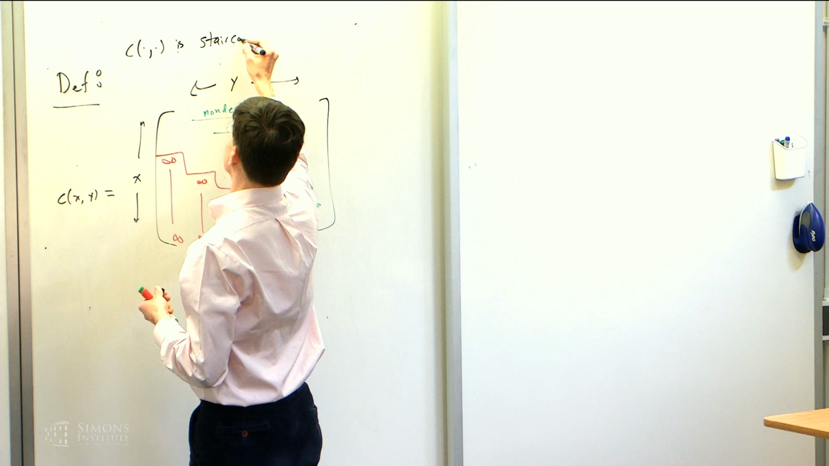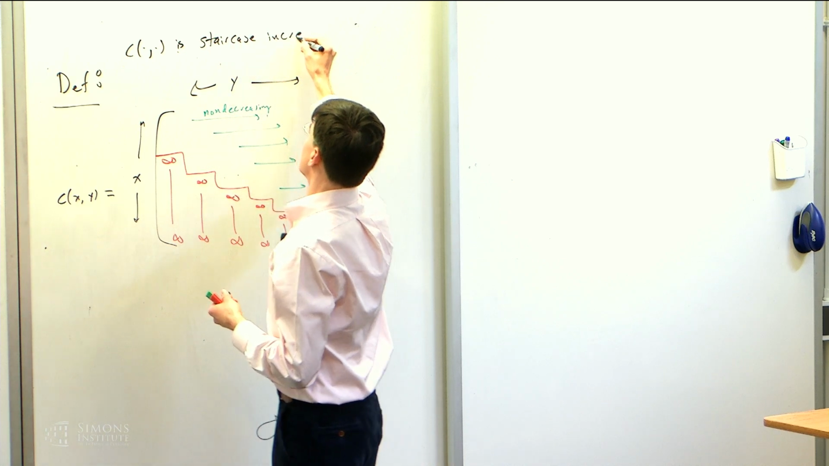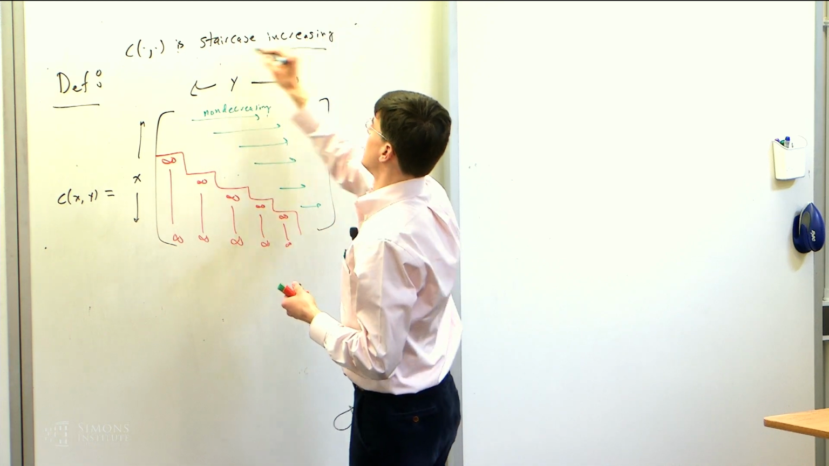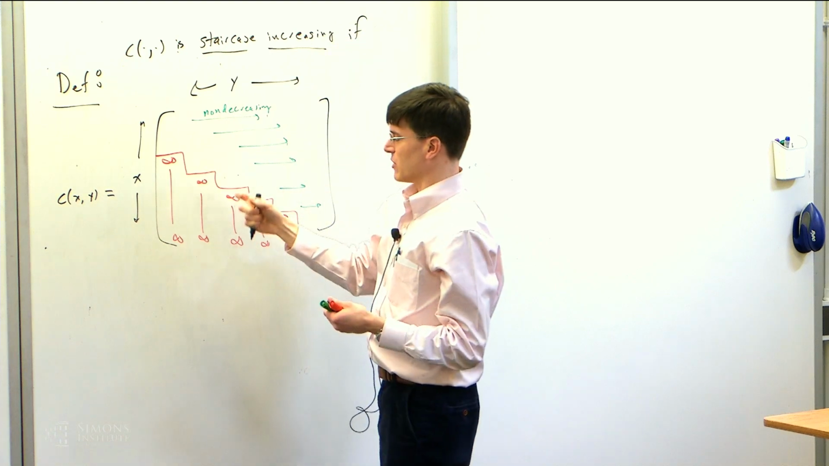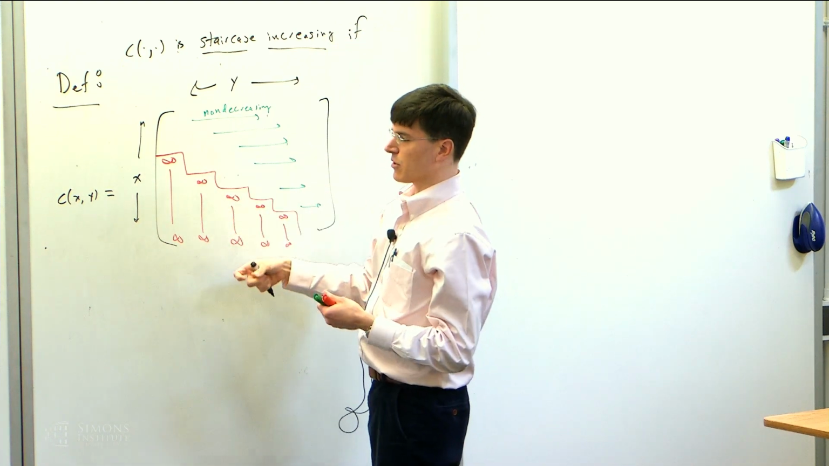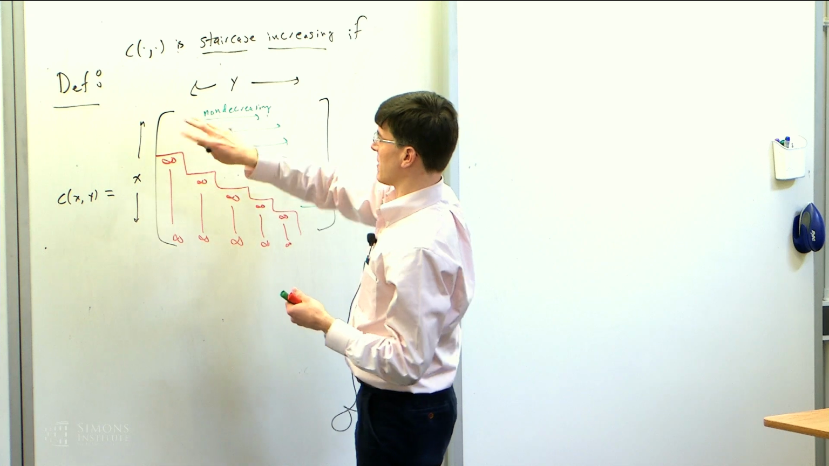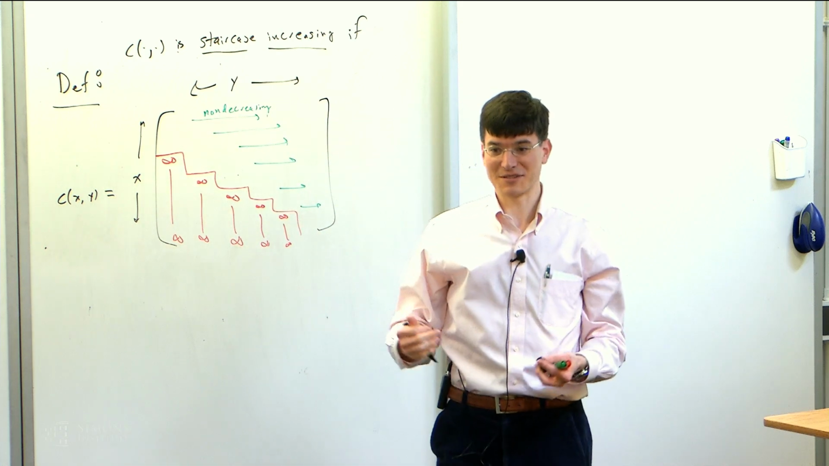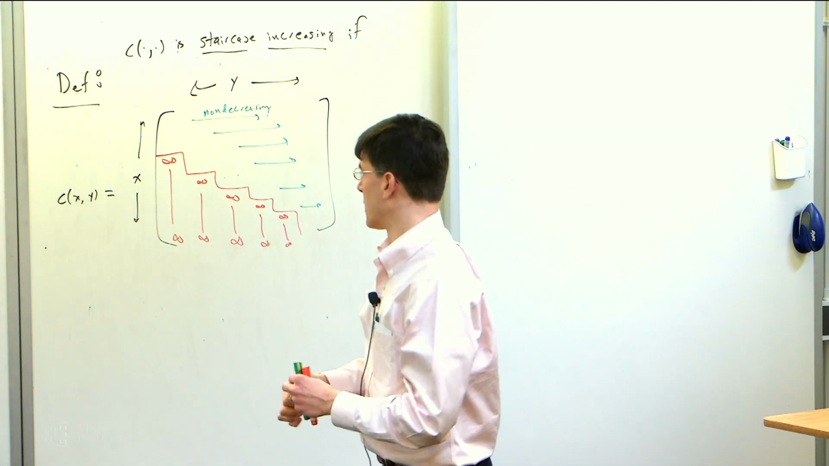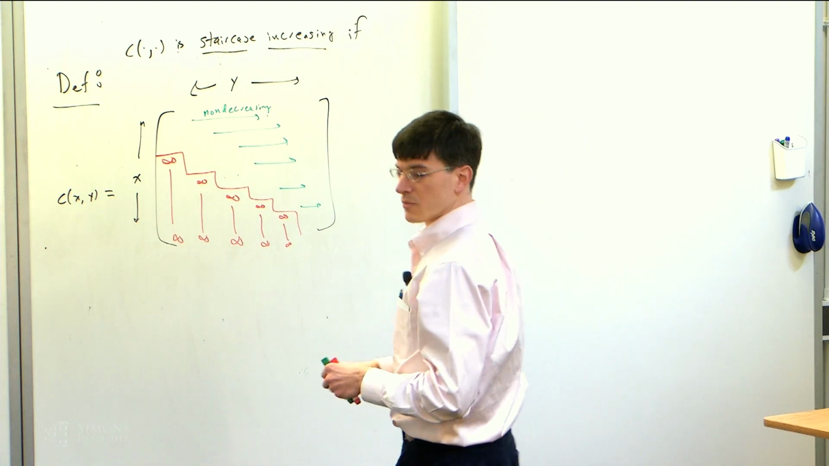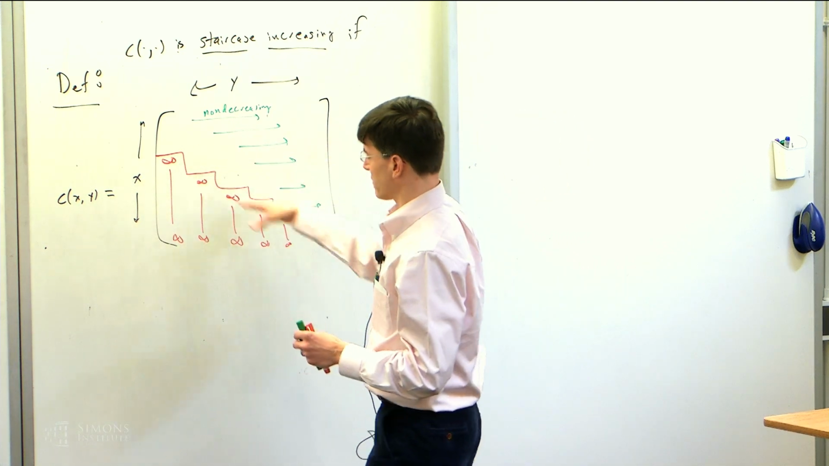So a cost matrix is called staircase increasing if it has this structure to it. If any one entry is infinity, everything to the left and below is infinity, and then the finite values are non-decreasing along the rows. Does it matter that they behave nicely along columns? No. Non-decreasing along the rows, and infinities have to form the staircase.